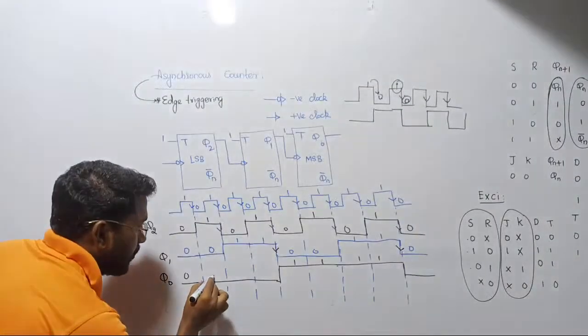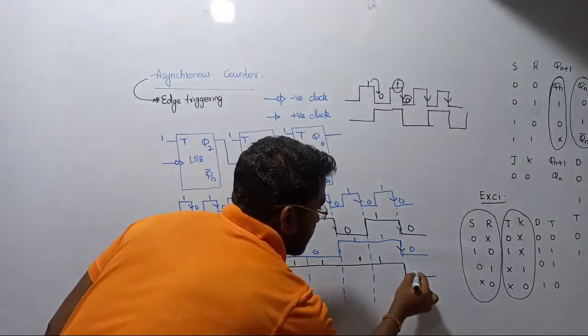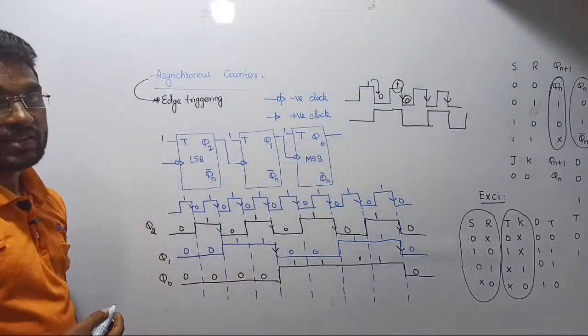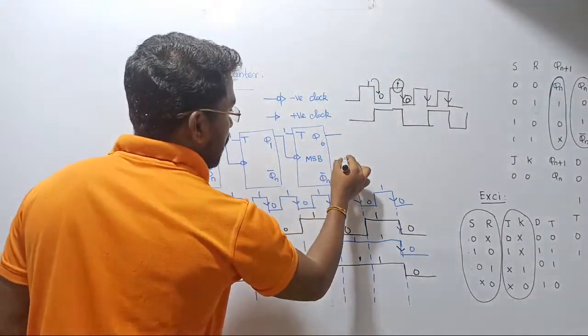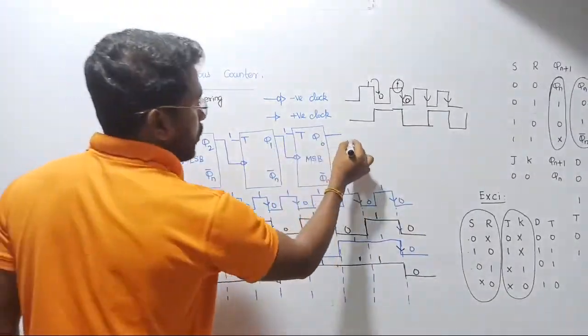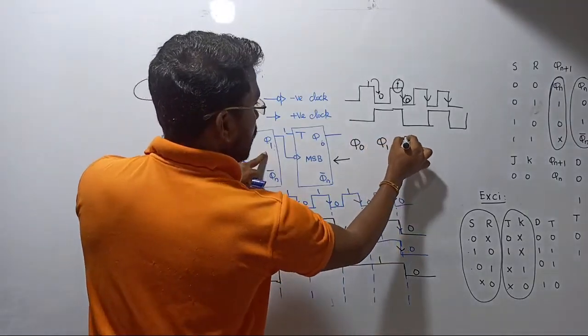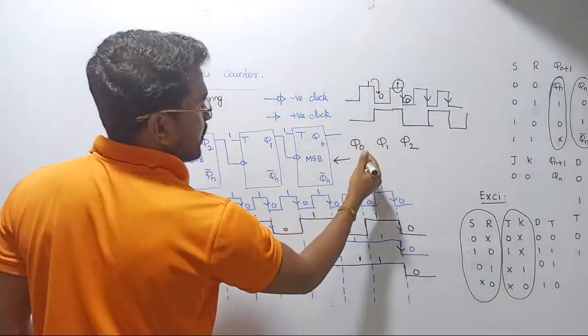Let me register the variables: 0, 0, 0, 1, 1, 1, 1. This is going to be 0. Shall we start our count? We should start from here. This is the final, right? We have to start the count. You will have to write the output like this: Q0, Q1, Q2, because here only we are going to collect the data.